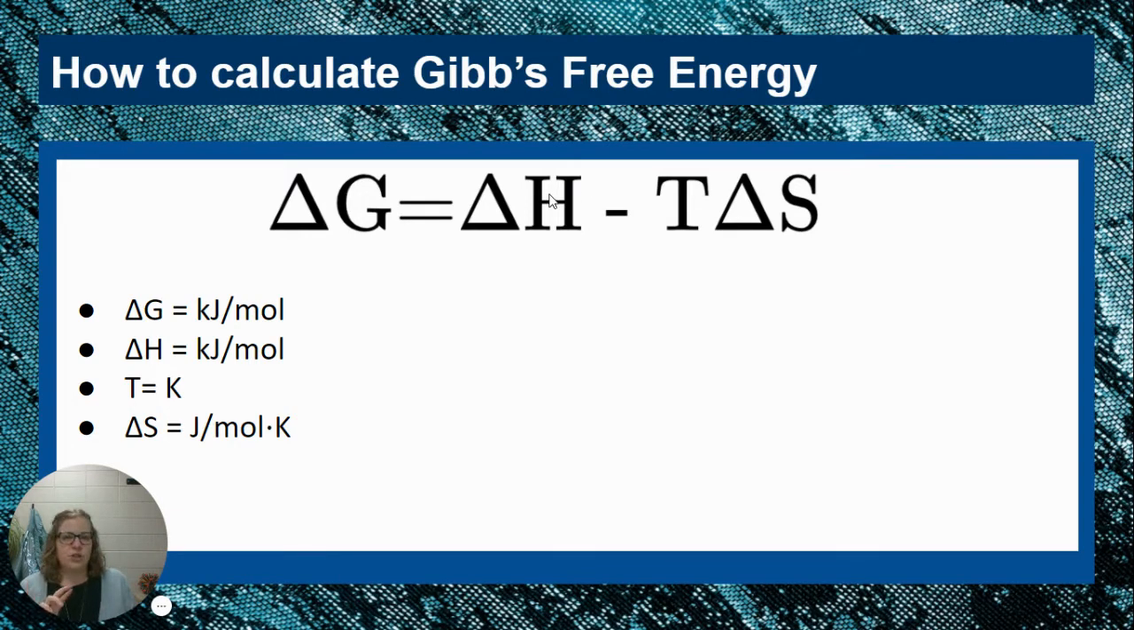H is enthalpy, we know that, also in kilojoules. And then it's minus T, temperature, and temperature is going to be in Kelvin 99% of the time. And then entropy is in joules per mole Kelvin.